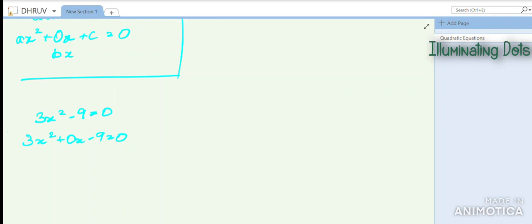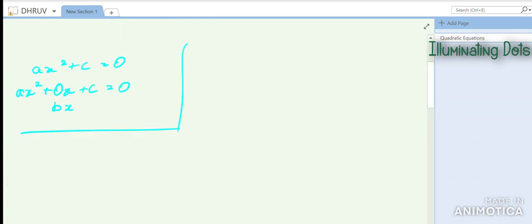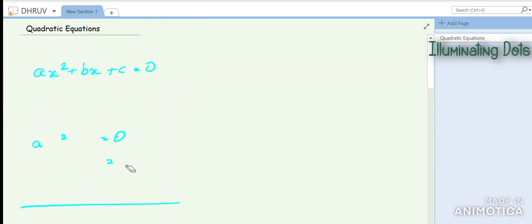So at that time you should have the bx also, not b of x, bx also. So that is why it is important. Now, okay, so this is done now. This was the exception. Now, also it's not compulsory that C will also be given.